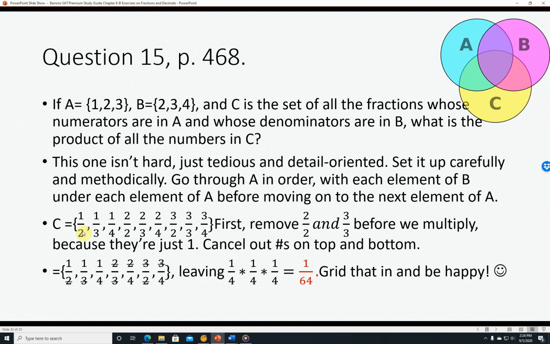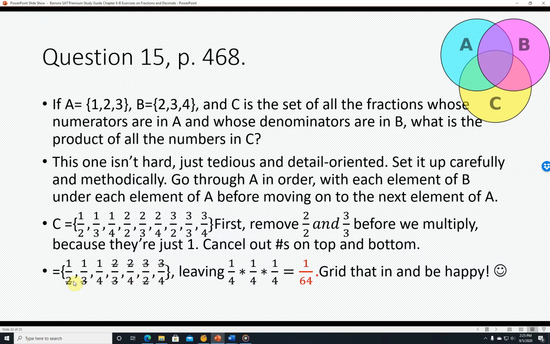So we have a 2 here, and a 2 there. 3 here, 3 there. 4, there aren't any 4s on the top. Here's another 2, there's another 2, those cancel out. Here's a 3, there's another 3. Boom, those cancel out. Then we have a 4, there's still no 4s on the top.